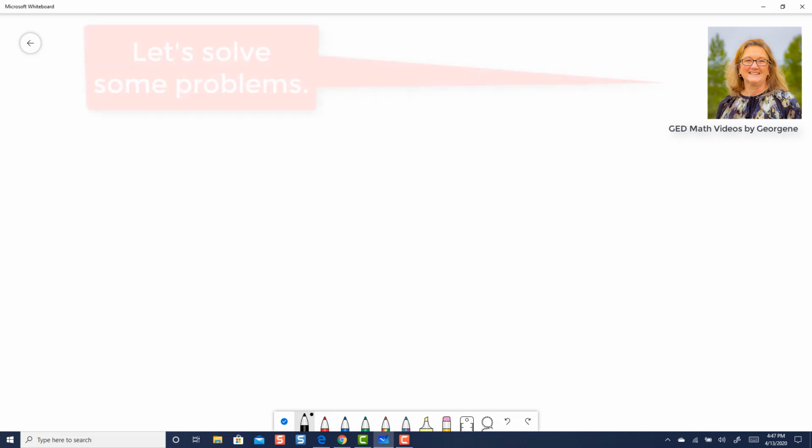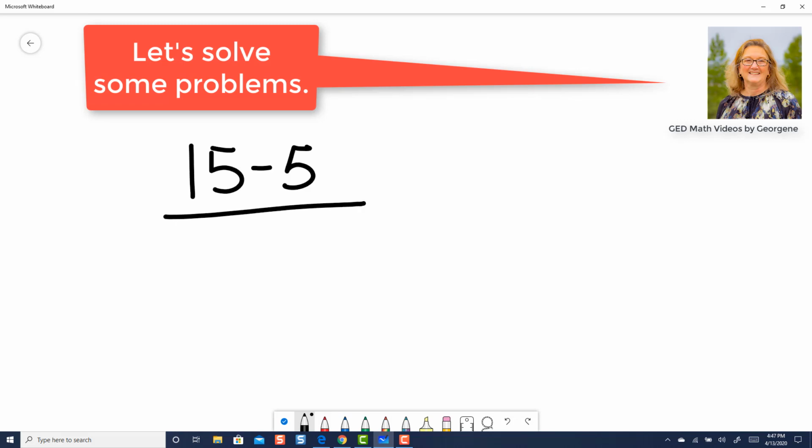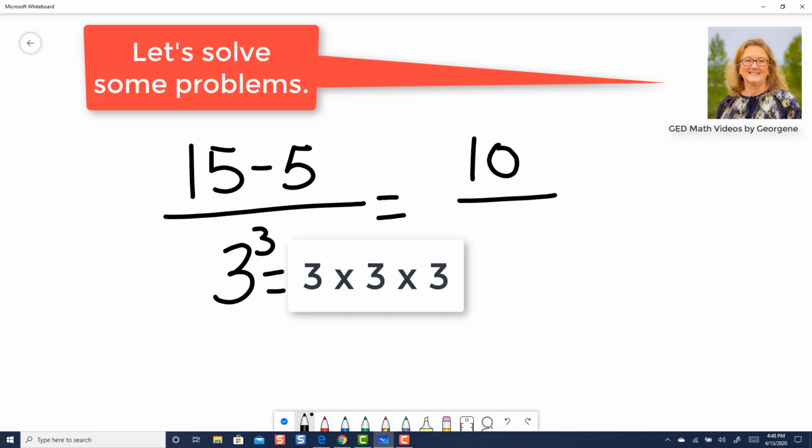Now that we've learned a few basics of exponents, it's time to apply them and solve them in problems. Let's take a look at a few problems. Our first problem is 15 minus 5 over 3 cubed. In the numerator position, we have 15 minus 5, which is 10. And 3 cubed is the same as 3 times 3 times 3, which equals 27. Our answer is 10 over 27.